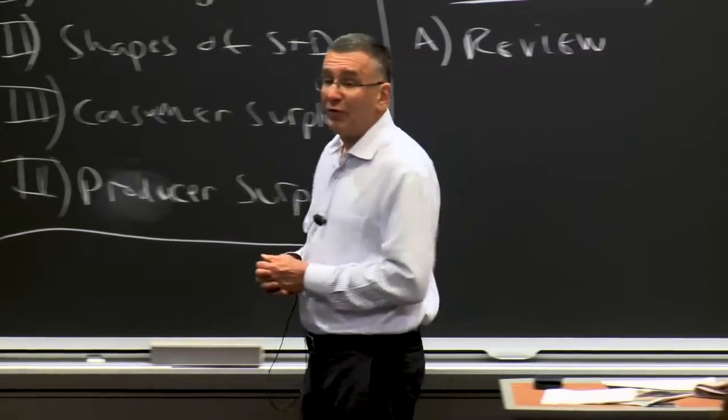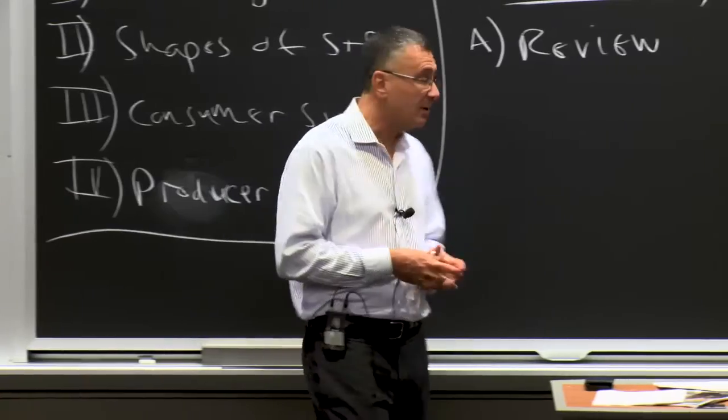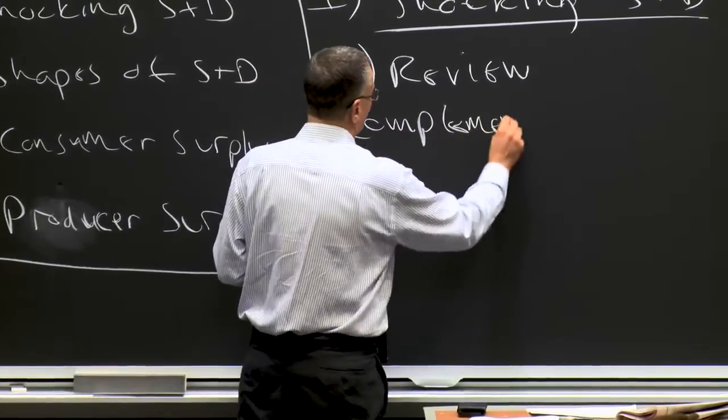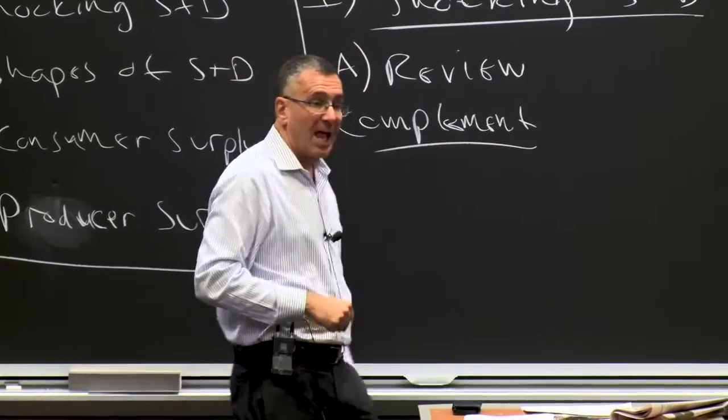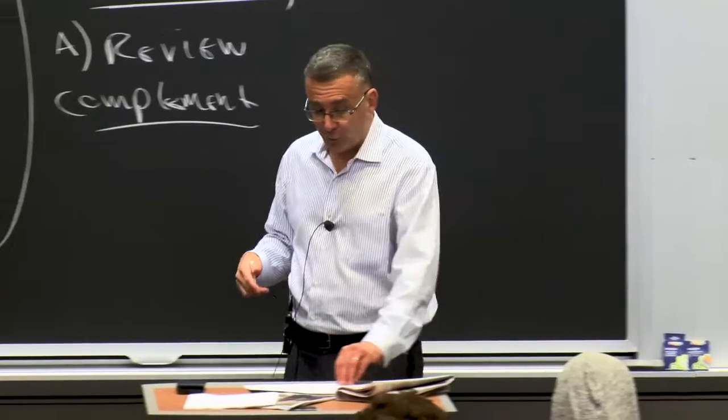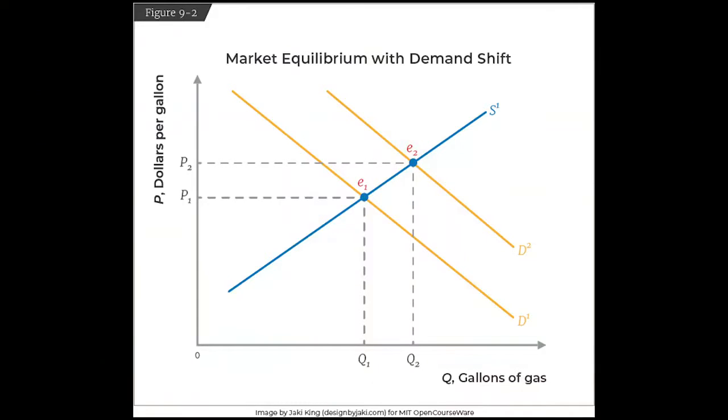Yes. SUVs are what we call a complement, as opposed to a substitute, for gasoline. When demand for SUVs goes up, demand for gas goes up. So the demand curve would shift out. We would end up in a situation like figure 9.2. All you would see in the market is quantity of gas sold would go up from Q1 to Q2, and price of gas would go up from P1 to P2.